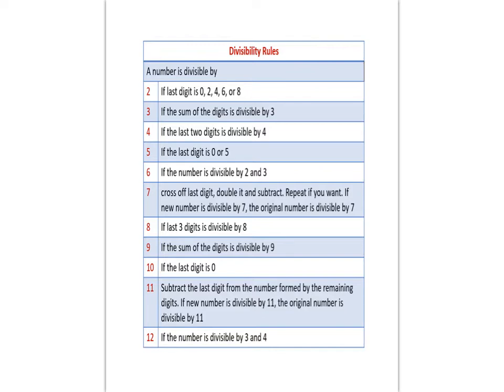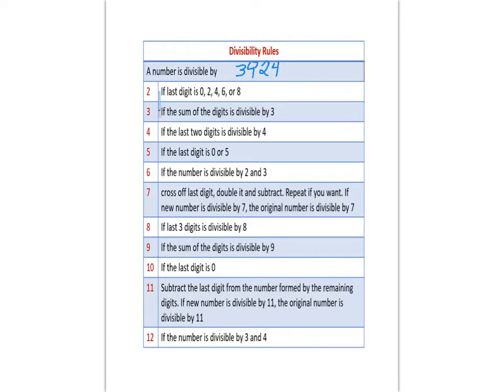For divisibility rules, I'm going to run through them pretty quickly, and I'm going to use the number 3,924.